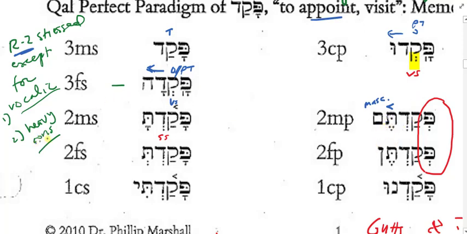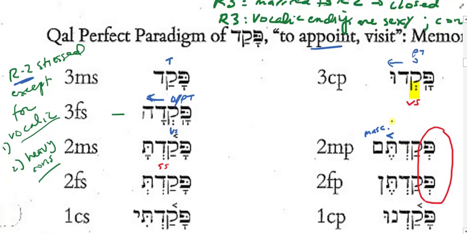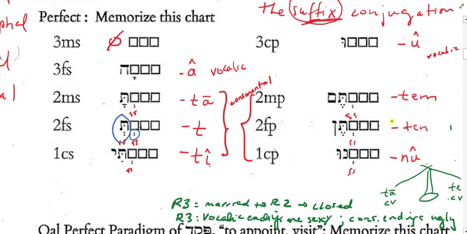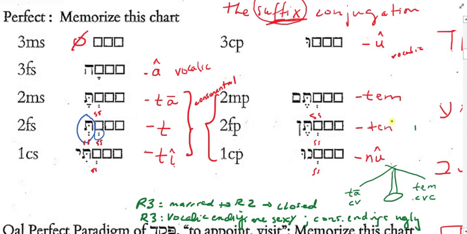Here's the other place where my stress gets pulled to the back. These are called the heavy consonantal endings, tem and ten. Why are they called heavy? Well, if you take the endings as I wrote them out for you over here, look at the consonantal endings. I have ta, t, ti, tem, ten, and nu. How many sounds are in ta?